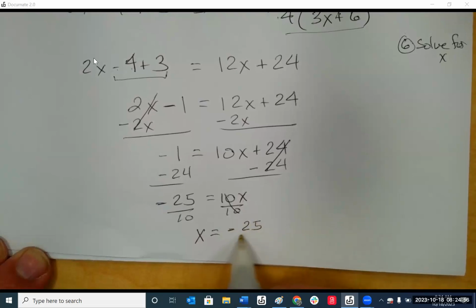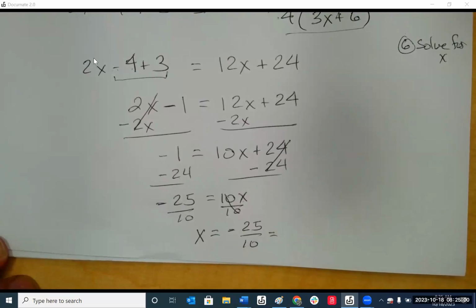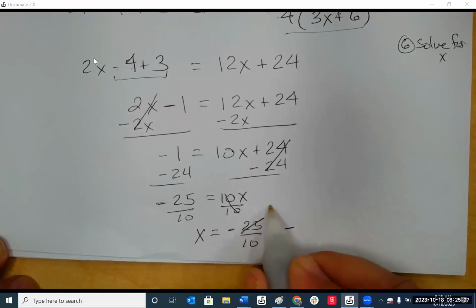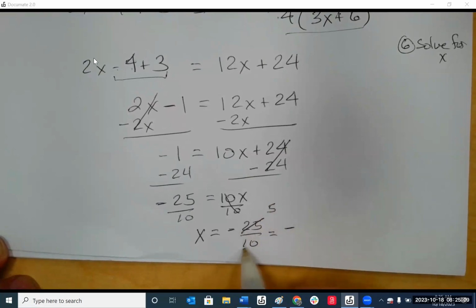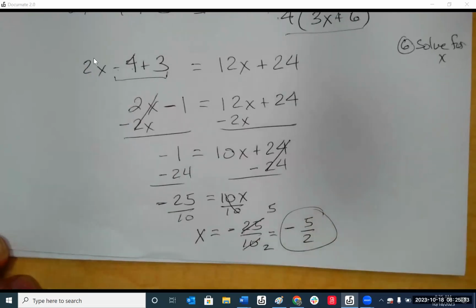Negative 25 over 10. We see that we can go further. They both have a 5 in common. 5 goes into 25 5 times. 5 goes into 10 twice. So that's my solution.